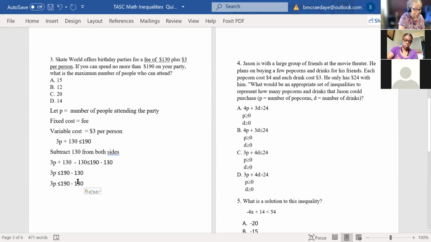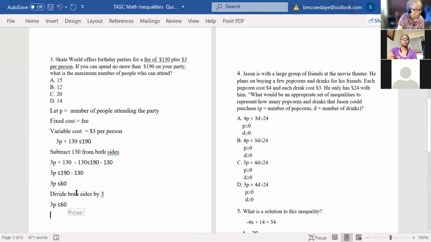Now, Maureen, this is 60. How do I solve for P? Divide both sides by 3. Very good. So let's just do that. Divide both sides by 3. Well, you can see the answer. What's the answer, Maureen? 20. That's right. So there we go.